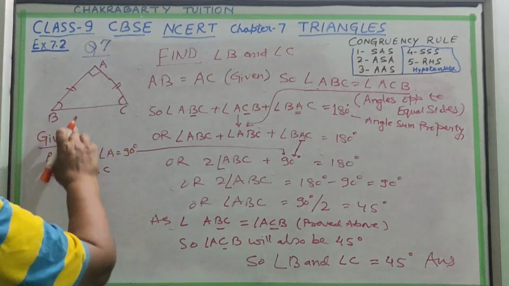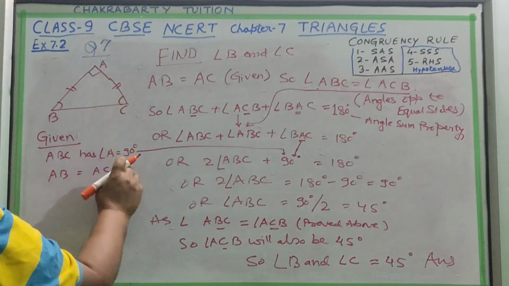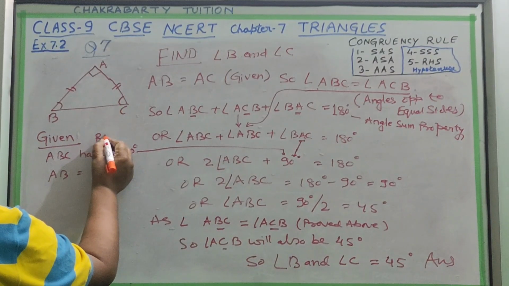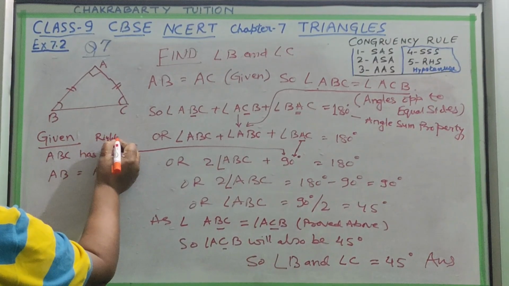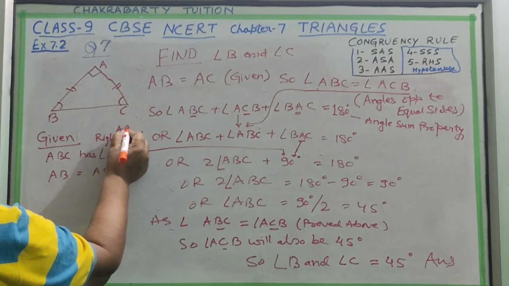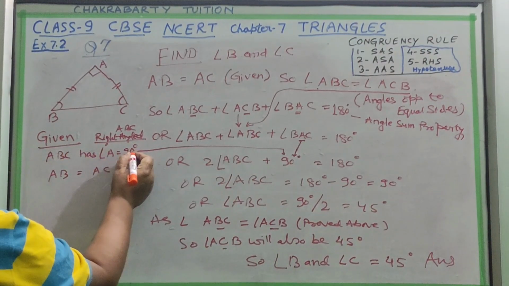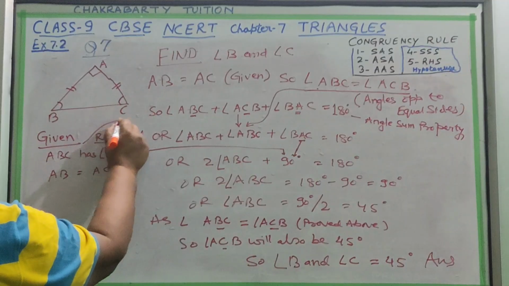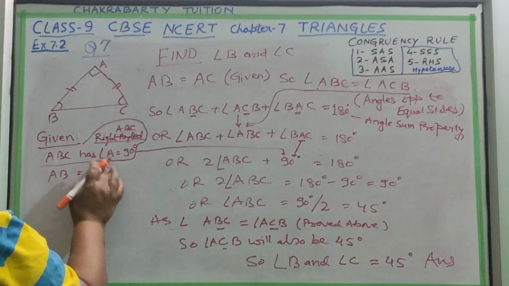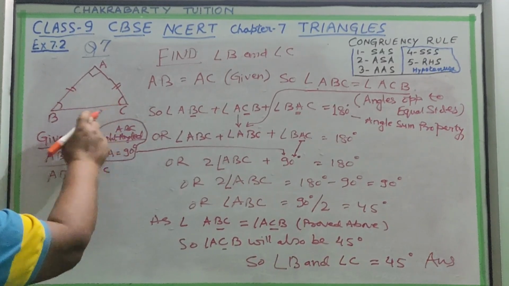In question number 7, ABC is an isosceles right angle triangle. ABC is a right angle triangle. So ABC has angle A equal to 90 degrees. In this way it is given there. Okay, and what is given? AB is equal to AC. AB line is equal to AC. When the AB line is equal to AC, it means angle B and angle C will also be equal.